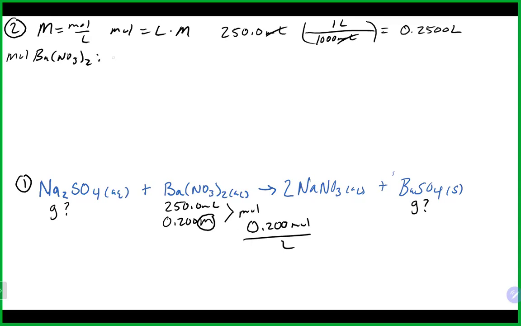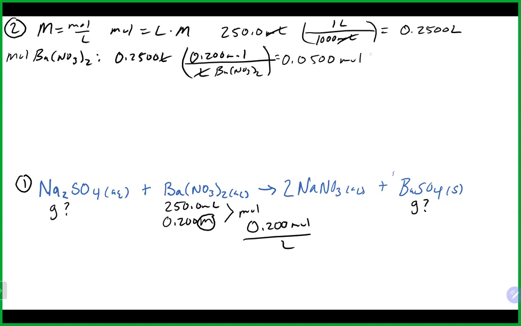And that's going to be my 0.25 liters, using my molarity as like a conversion factor. Opposites cancel, so moles up on top, liters on the bottom here. Liters will cancel, and that will now give me 0.25 times 0.2, 0.05 moles of barium nitrate. Any questions on that so far?